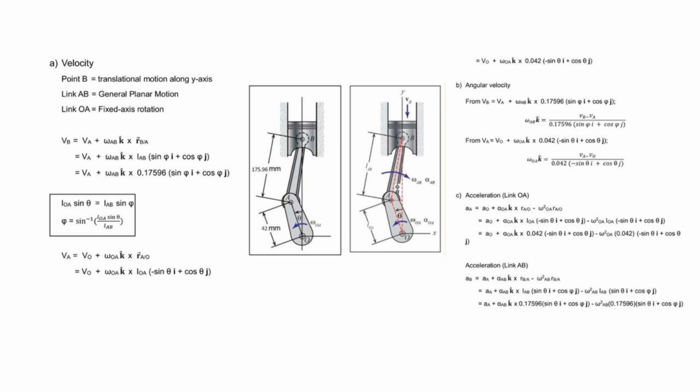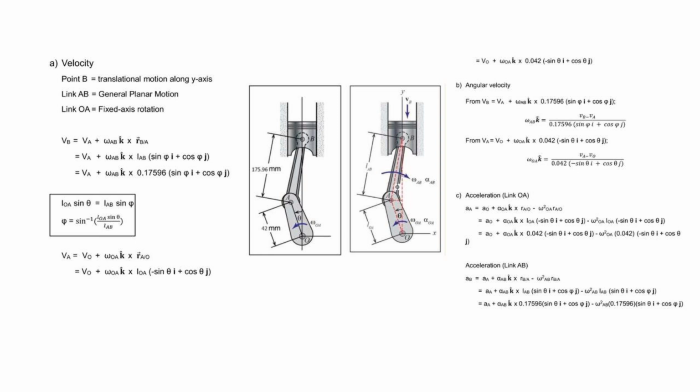So the first part is the linear velocity of A and B. We can simply use the equation that we have learned, and this is the form that we are going to get. However, the most important part here is the relation between theta and phi, where we can equate them together since they are sharing the same side. So LOA sin theta is equal to length of AB sin phi.